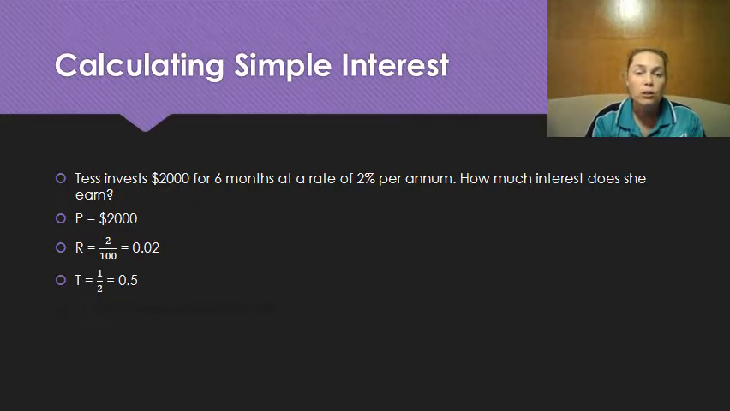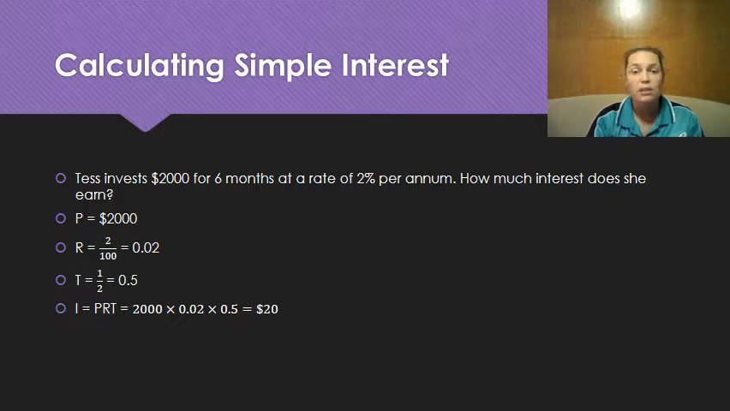So now we know those three things, we can substitute those into our formula. So I equals PRT is equal to 2,000 times 0.02 times 0.5, which is $20. So what we're being told is on this initial investment of $2,000, Tess will earn $20. So she'll end up with $2,020 after the investment finishes.